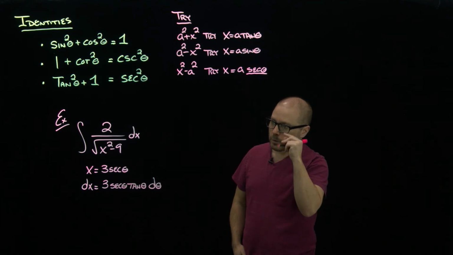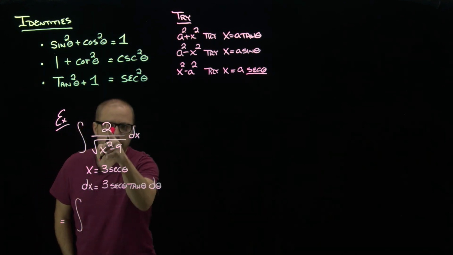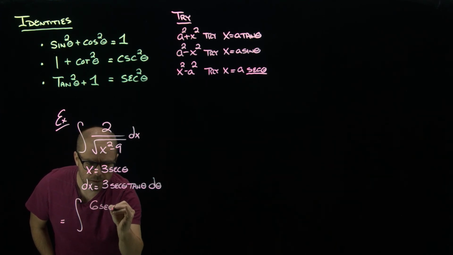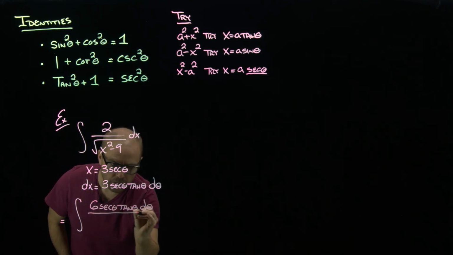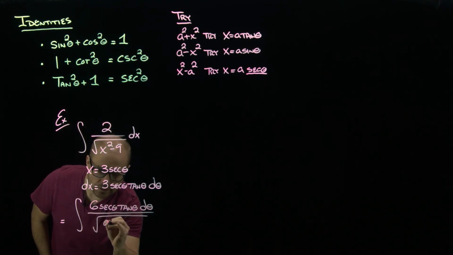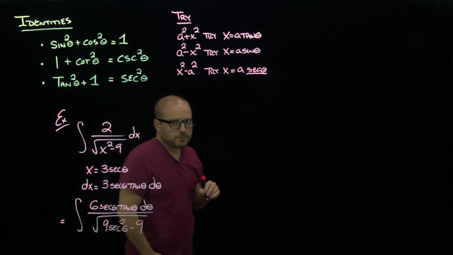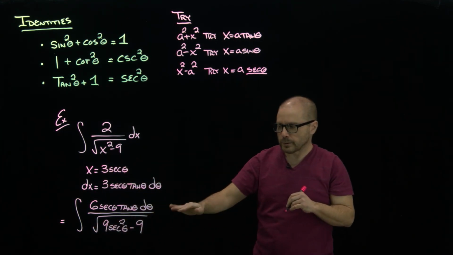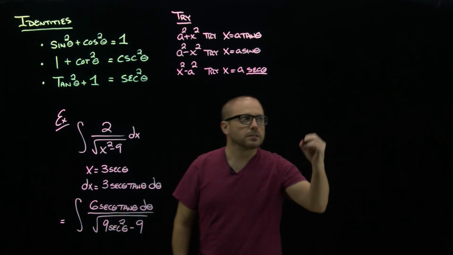And now we're ready to rewrite our integral. So we've got 2 dx. So 2 times all of that would be 6 secant theta tangent theta d theta, all over square root of x squared, which is 9 secant squared theta, then minus that 9. And again, that's why the a should be 3 there, because now we're going to be able to factor that 9 out completely. Comes outside the square root as a 3, and we'll cancel with that 6.